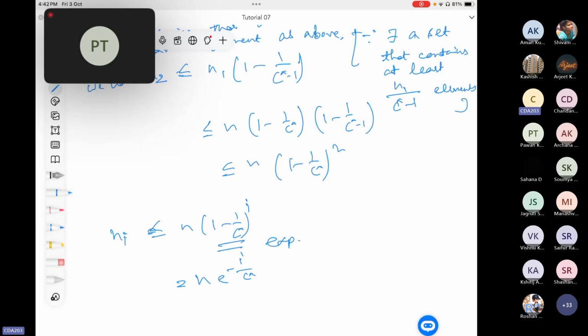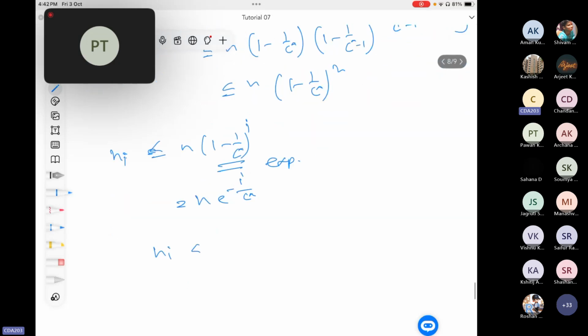So we have this. Now our n_i is less than or equal to n into e to the power minus i by c star. Now, what do we want to do? How far will we go? Till there is no element left. So we want this quantity to be 1, right? This should be 1. So this means n equals e to the power i by c star.